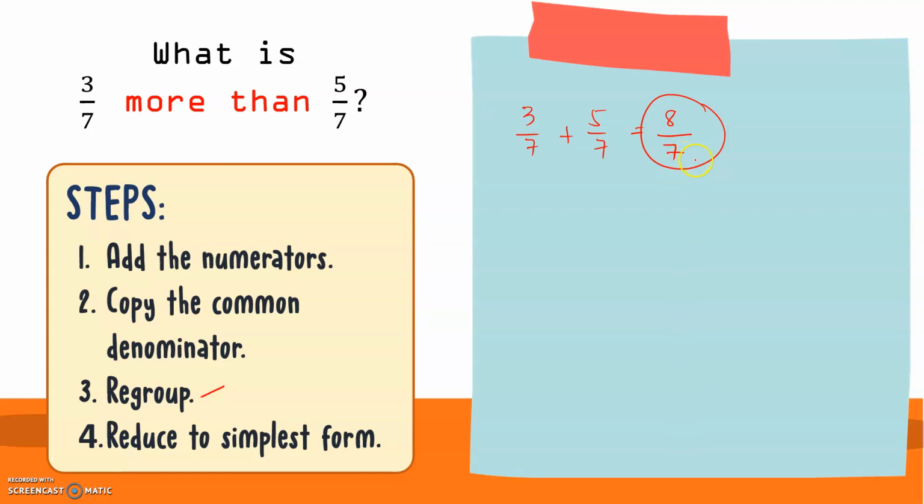How are we going to do that? We'll just simply divide the numerator by the denominator. So we'll have 8 divided by 7. 8 divided by 7 is 1. 1 times 7 is 7. Then we'll have a remainder 1.